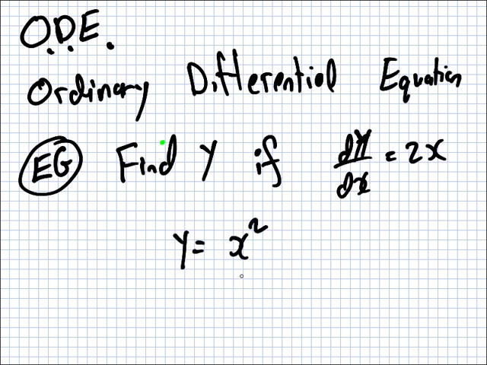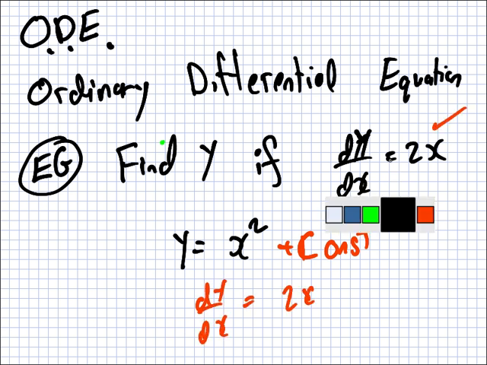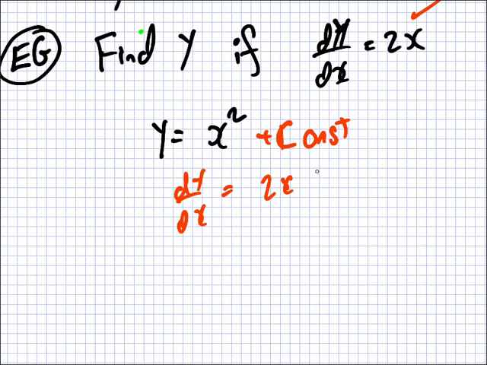But there's a problem. Because maybe it's x squared plus 1, plus 2, plus 3. You don't know. Because if you have x squared plus a constant, then you will get dy/dx equals 2x. So we integrate it. I say right. So here's another one, okay?